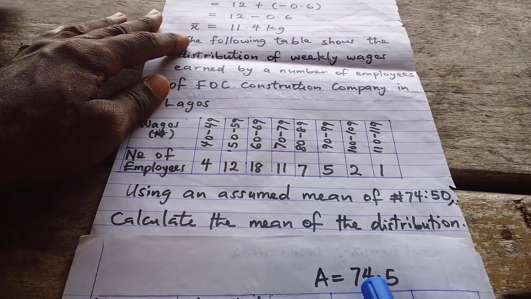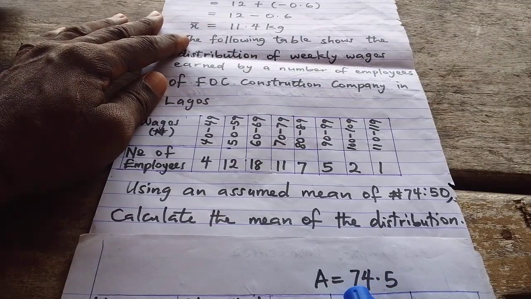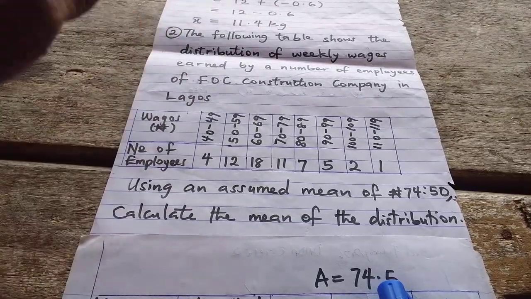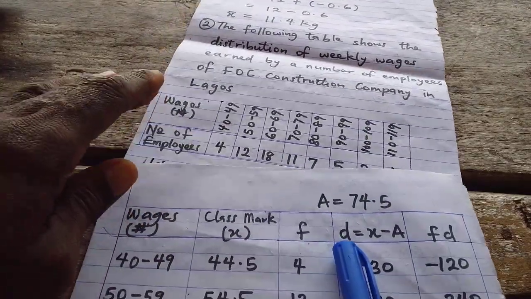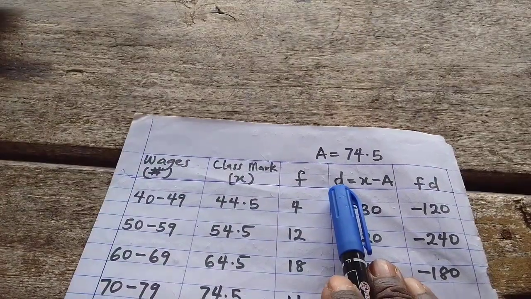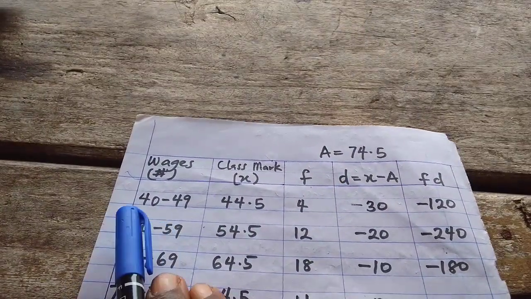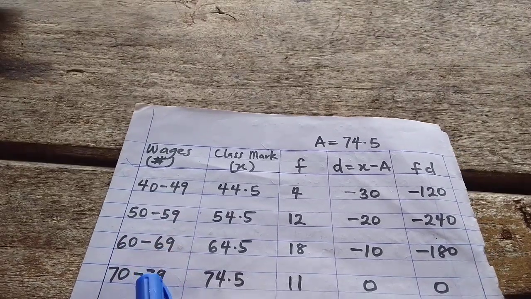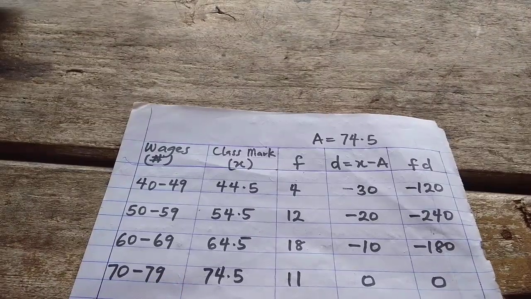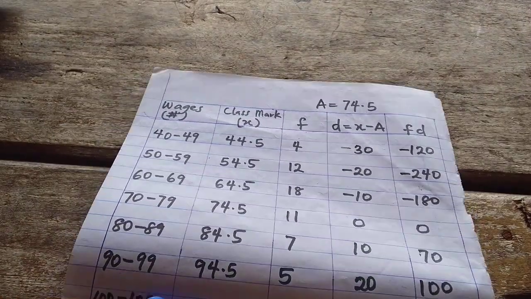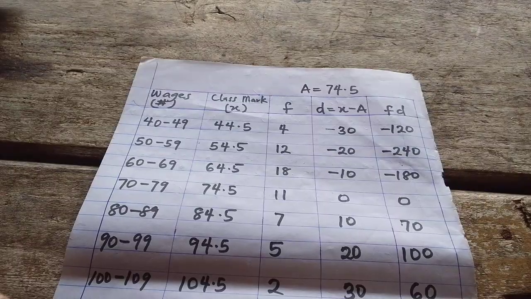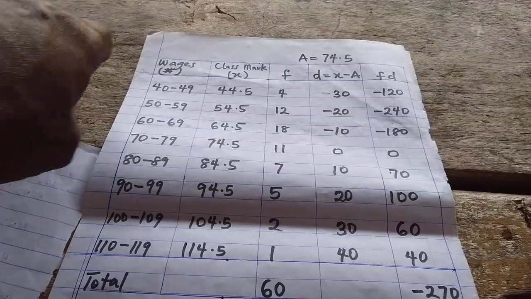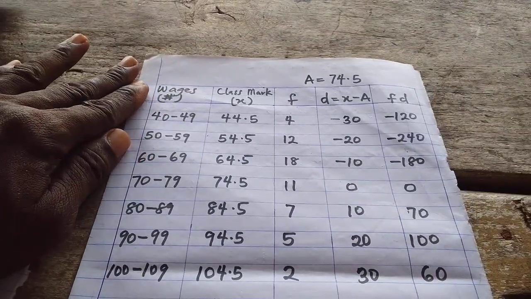74 naira 50 kobo is the same thing as saying 74.5. So we need to draw the table again. So you have the column for the wages, which is from 40 to 49, 50 to 59, 60 to 69, like the others, 70 to 79, 80 to 89, 90 to 99, 100 to 109, and 110 to 119. Now, you will realize that this is grouped data.